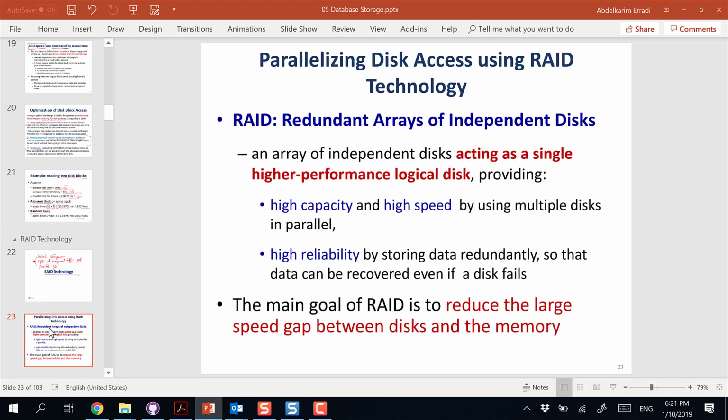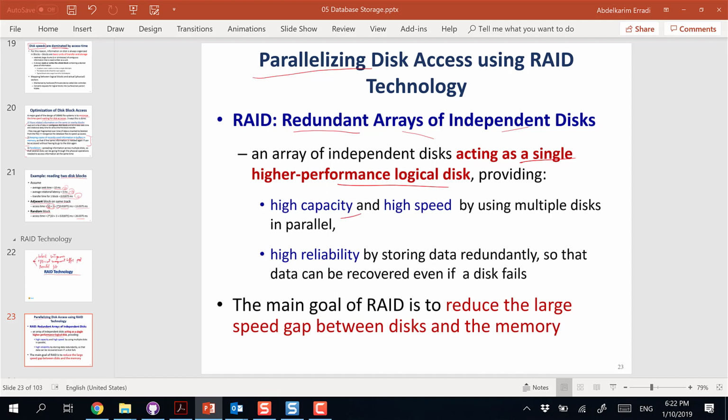Okay, so RAID allows us to do parallel disk access, and RAID stands for Redundant Array of Independent Disks. Usually in the past, they used to call it inexpensive, but the terminology evolved to independent. So basically, you have an array, a set of disks acting as a single high-performance logical disk. That's what it is.